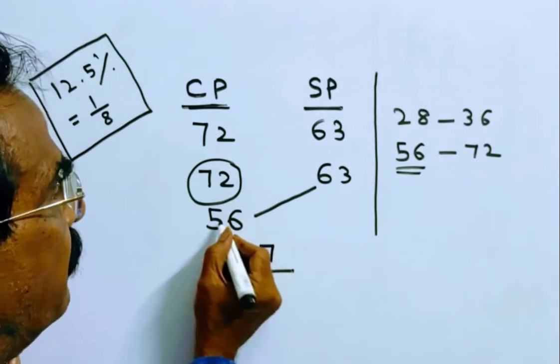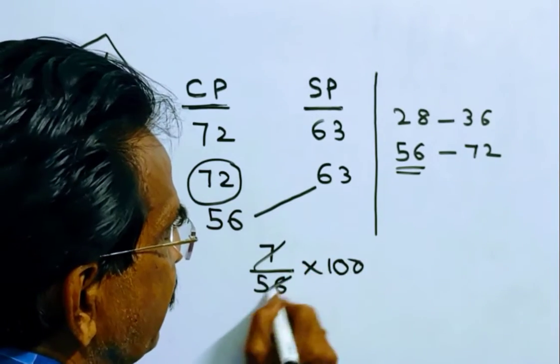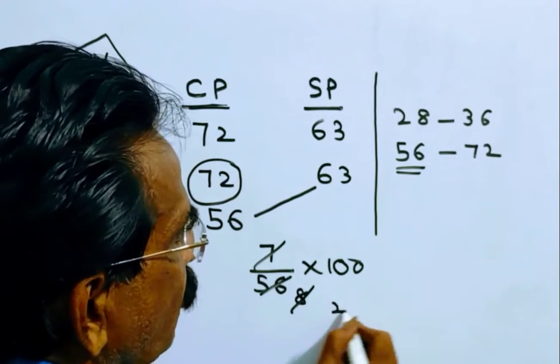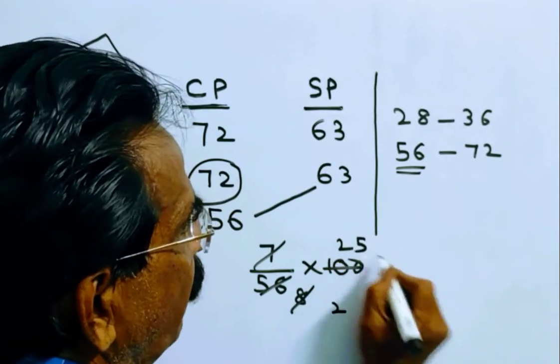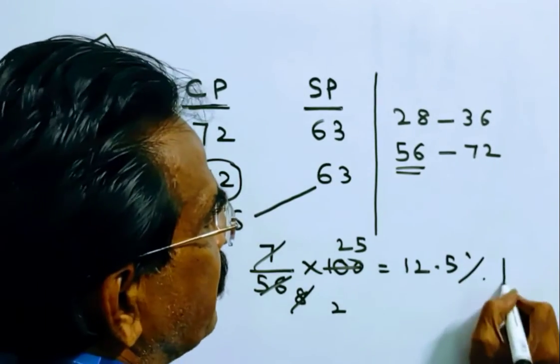Profit by cost price into 100, 7 by 56, that is 1 by 8, so 12.5, 25 by 2. That means 12.5% gain, friends, 12.5% profit.